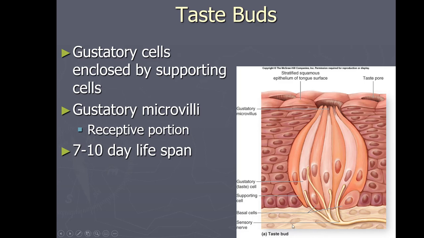A given taste bud will last about 7 to 10 days, and then they're replaced, which is good. So it allows us to constantly maintain a pretty good sense of taste.